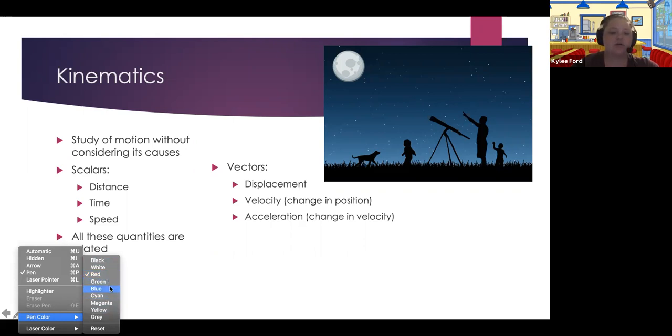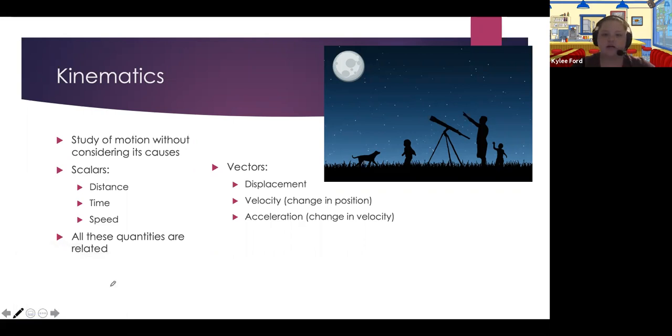Now, I will go through these individually and talk about them. But what you need to know is that all of these quantities are very related. Displacement is related to velocity. Velocity is related to acceleration. All of these are related to our time, distance, and speed.